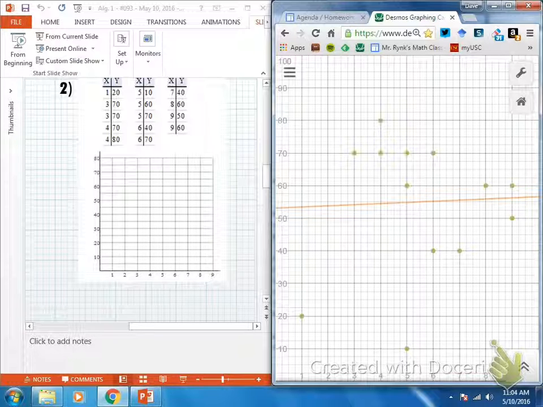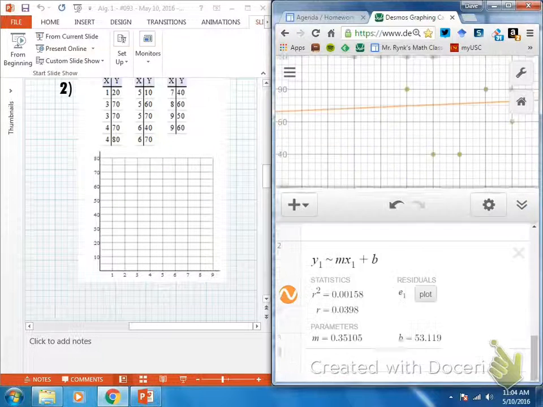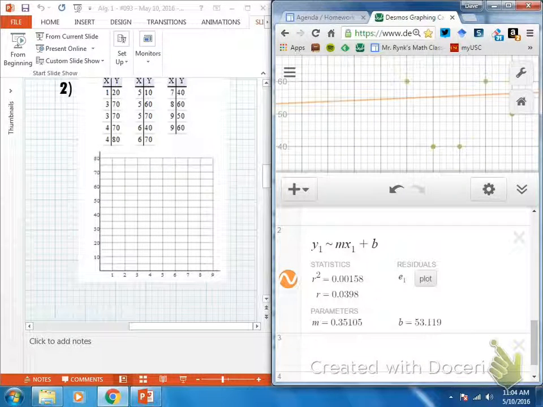Okay, let's look at our R values. So the next thing we're going to do is go back to Desmos. You want to look at that equation it just made. Okay? So looking up here, we have our information. Let me change the color here. Okay, so, hey, look at our R value. What's our R value, everyone? 0.0398.